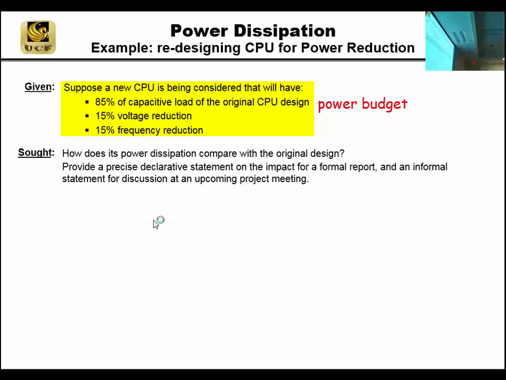One way you can reduce the frequency by 15% without the performance hit would be to use a wider data bus. And we're not doing as many instructions per second, but each instruction is crunching more bits, or a more powerful instruction set. So someone asks, how does this power dissipation compare with the original design? Prepare a precise declarative statement.